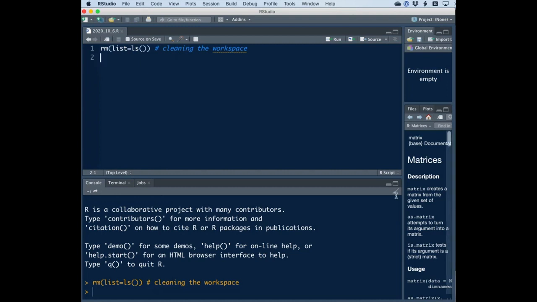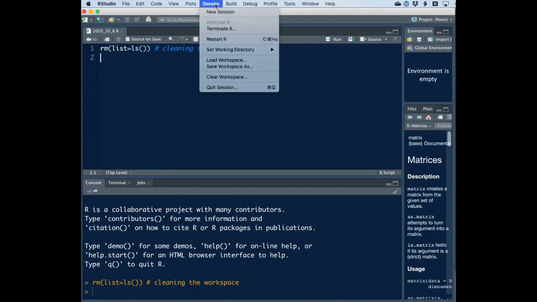So what we have to do now is to set the working directory. Where do we set it? We set it to the same folder where we have saved the script. And we use the menu, Session, Set Working Directory, To Source File Location, right?